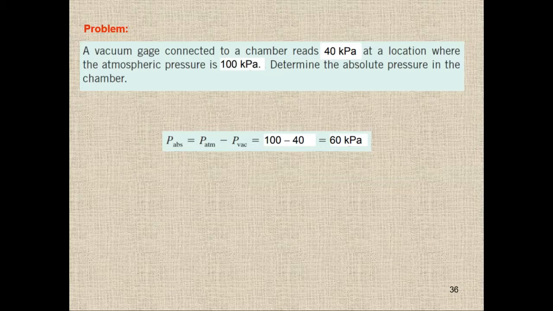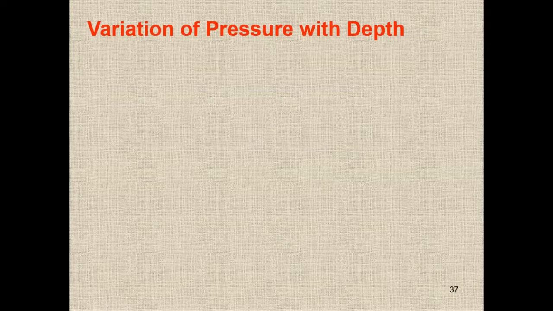Now we have four different types of pressures. We have atmospheric pressure, gauge pressure, vacuum pressure, and finally absolute pressure, which is the actual pressure. Now, normally when we talk about how pressure varies with depth, at sea level we experience a pressure equal to 1 atmosphere. At sea level, the atmospheric pressure is equal to 1 atmosphere.